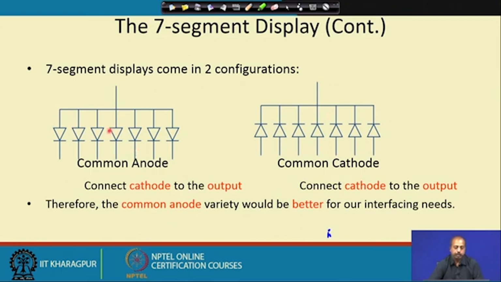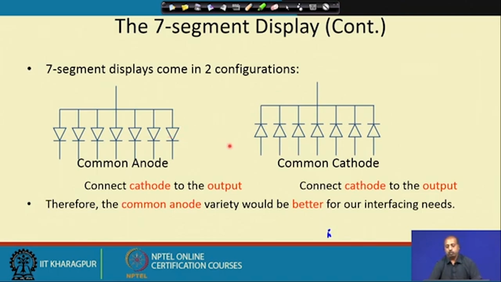Okay. So, for example, if you want to glow say this LED only, you have to give a 1 at this point and you have to give 0 here, whereas for the rest of the lines on this side, you will put a 1, so that these LEDs do not glow.